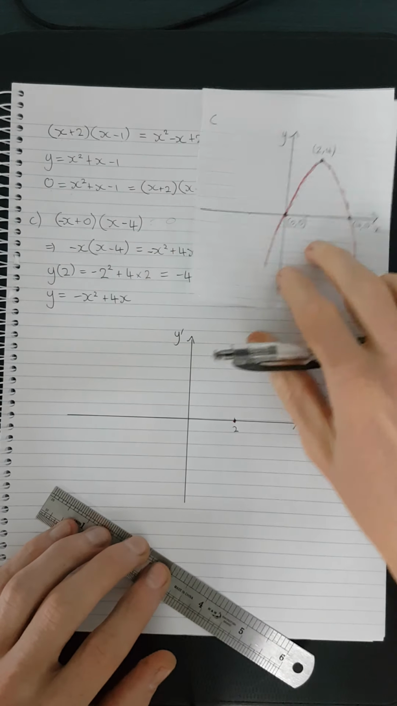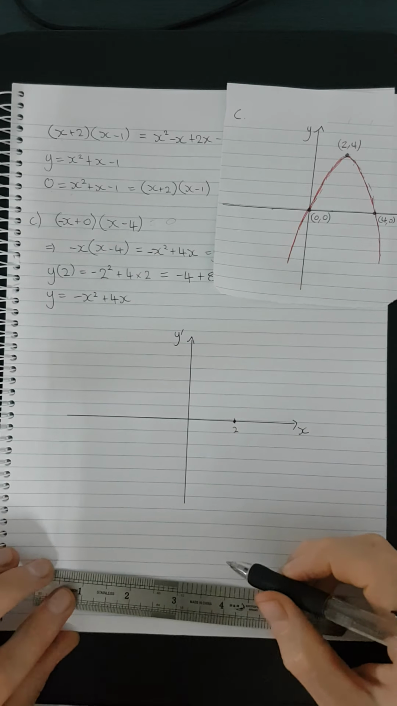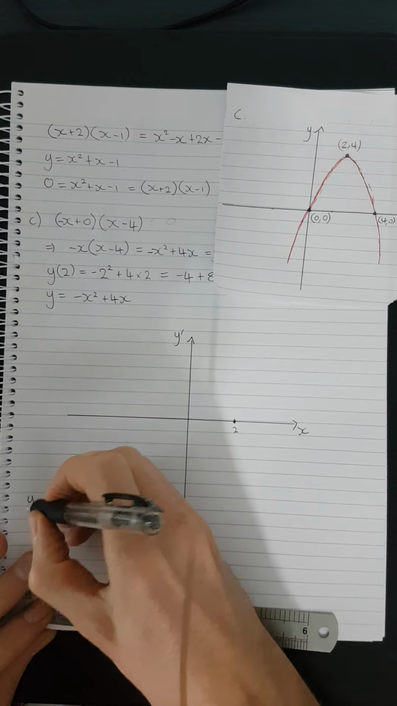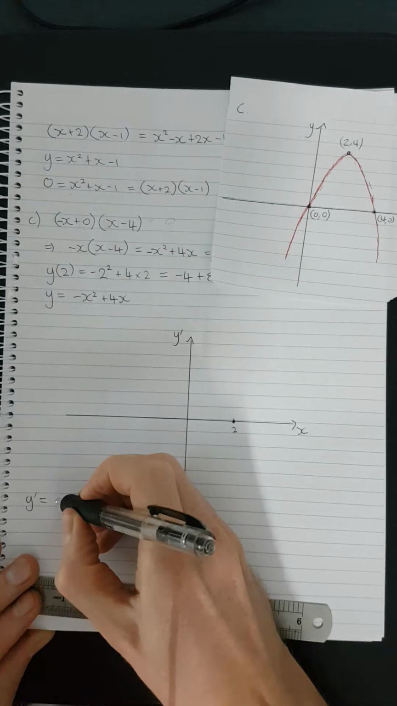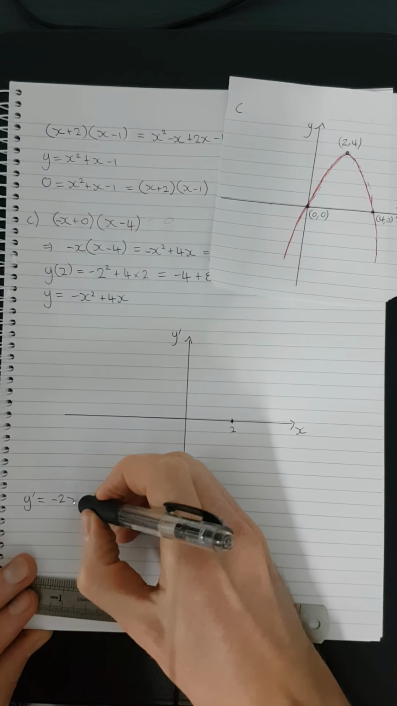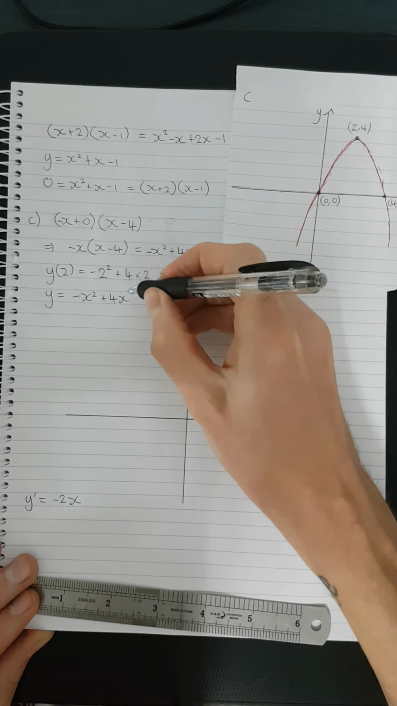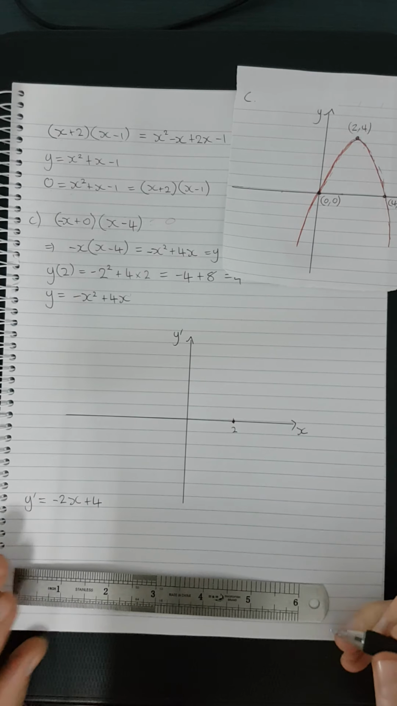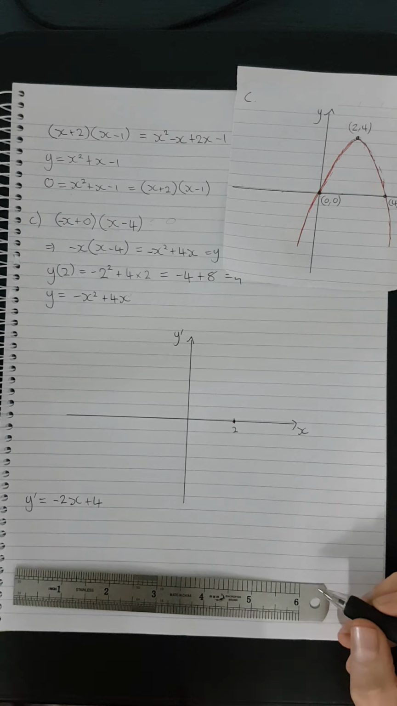Now we can just differentiate this, right? So let's just do it down here. Y primed. Bring the 2 down in front, so it's going to be minus 2 x to the power of 1. Bring the 1 in front, and that's going to be a 0 there, so plus 4. Now we can just sub in any value of x that we want to get our second point.